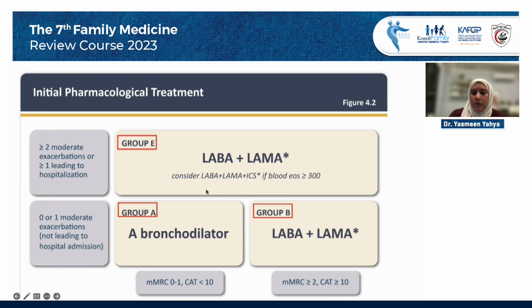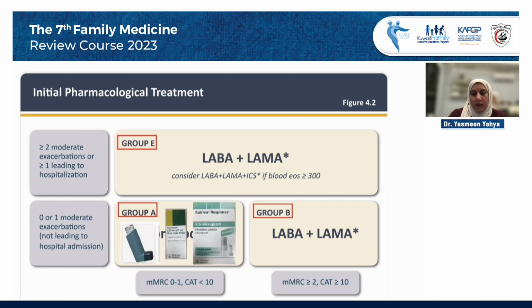So if you want to see what available options we have in primary care, for group A, we can give either Ventolin or Atrovent or Spiriva, and Spiriva is preferred. LAMA is preferred over these two, to be honest, as per the guidelines. For group B, we only have LAMA alone. So usually if they're not responding to LAMA alone, then we should refer them.